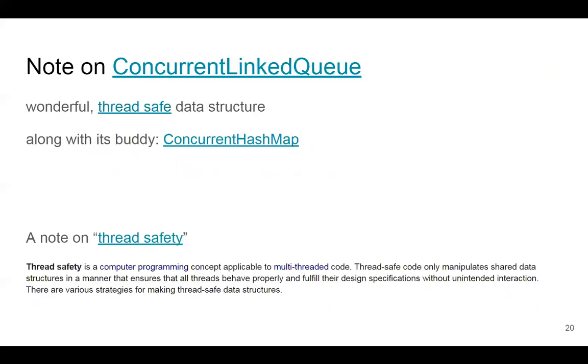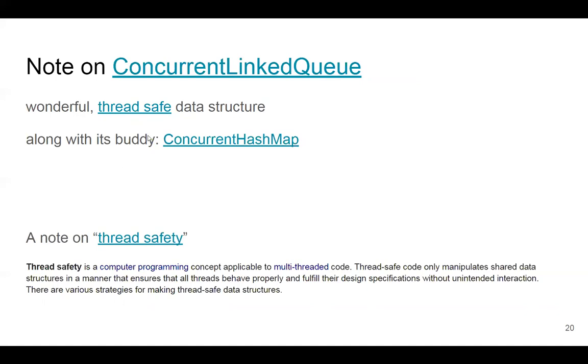Okay. Quick note on concurrent link queue, which you're going to need to use in this. It's a wonderful thread safe data structure. A quick note on thread safety. That's a very widely used term. What it basically means is that your data structure is built in such a way that it will be correct, even if multiple tasks or threads mutate or access it at the same time.